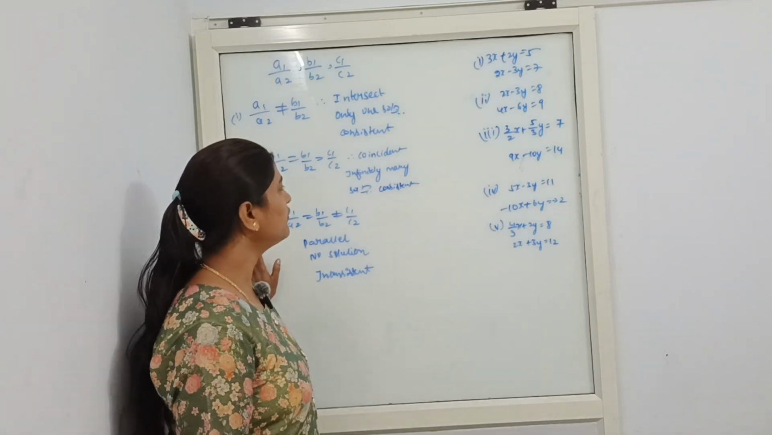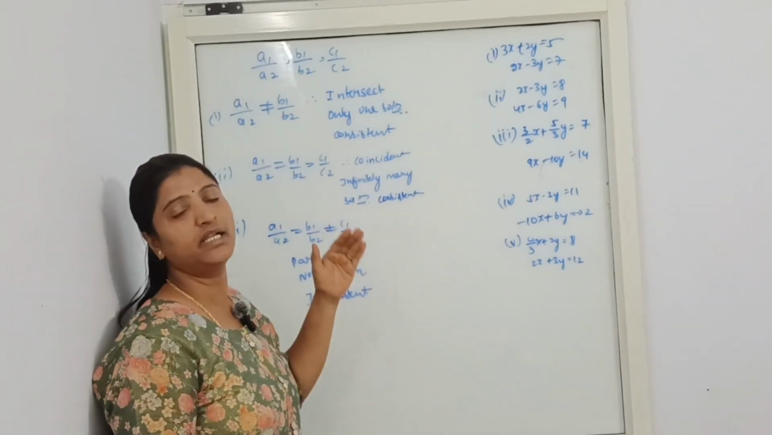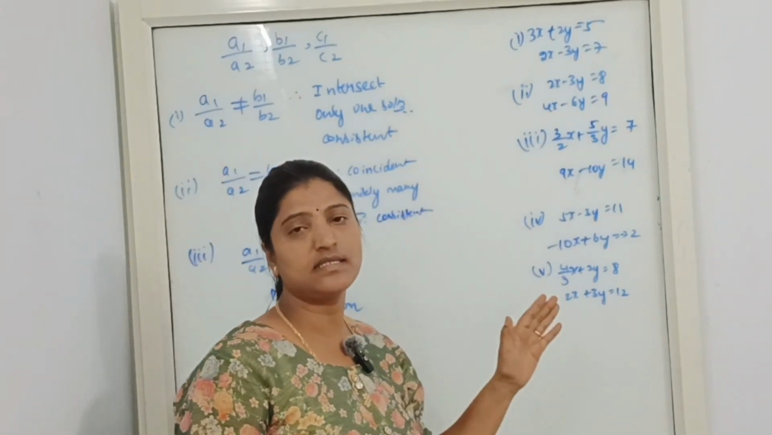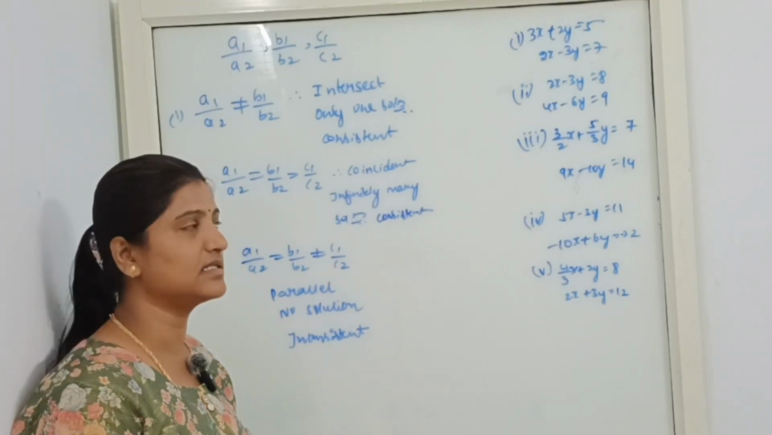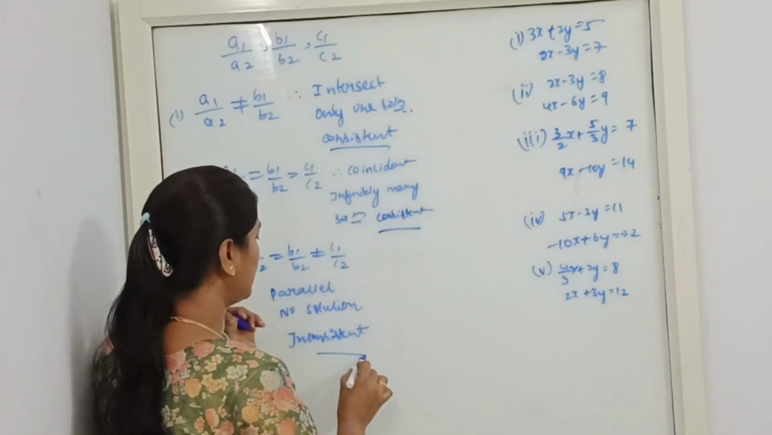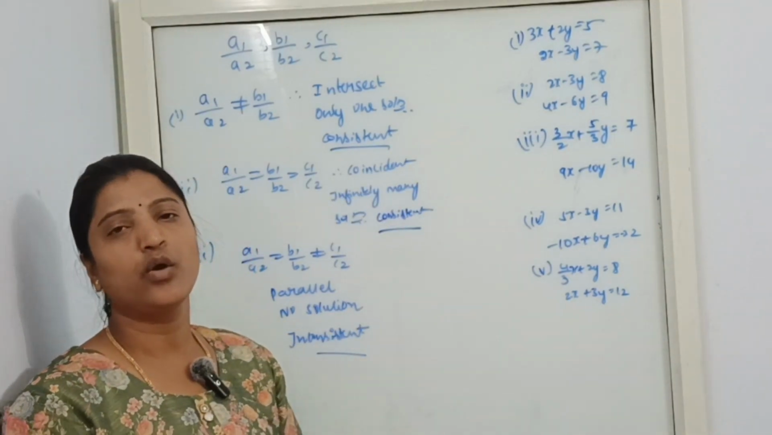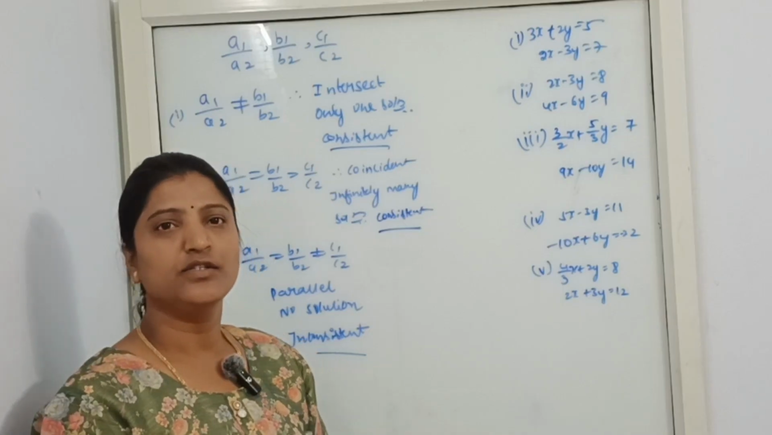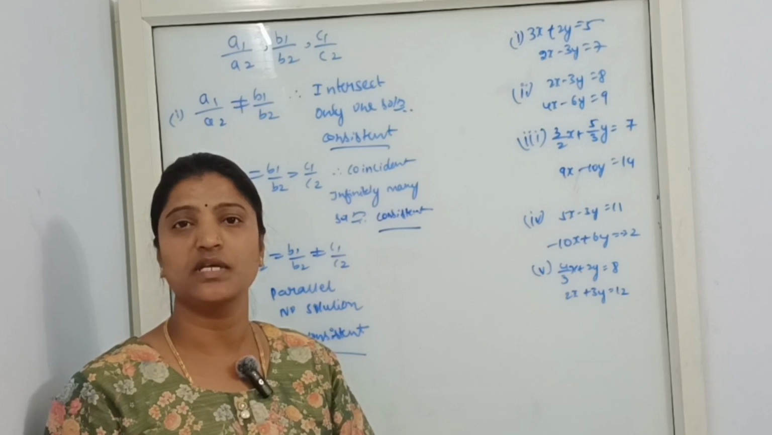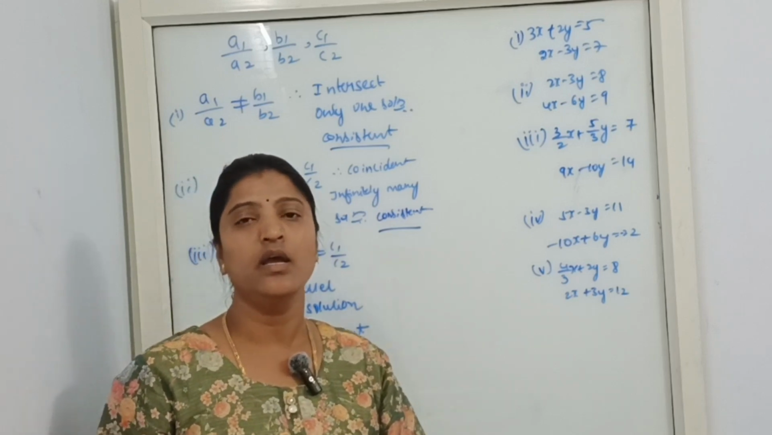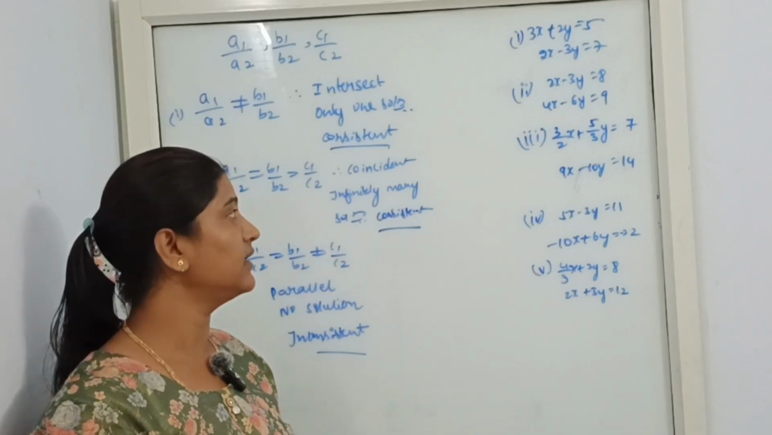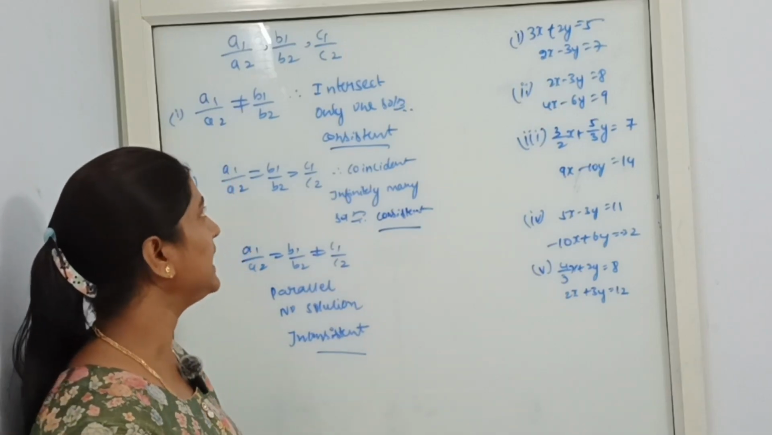In this, we need to compare the ratios and find whether these linear equations belong to consistent or inconsistent. See, consistent and inconsistent is based on whether they are intersecting, coincide or parallel. So for exercise number second and third, comparing the ratios of linear equations is very important. You should understand that. Then only these two exercises, second and third one, will be very easy.